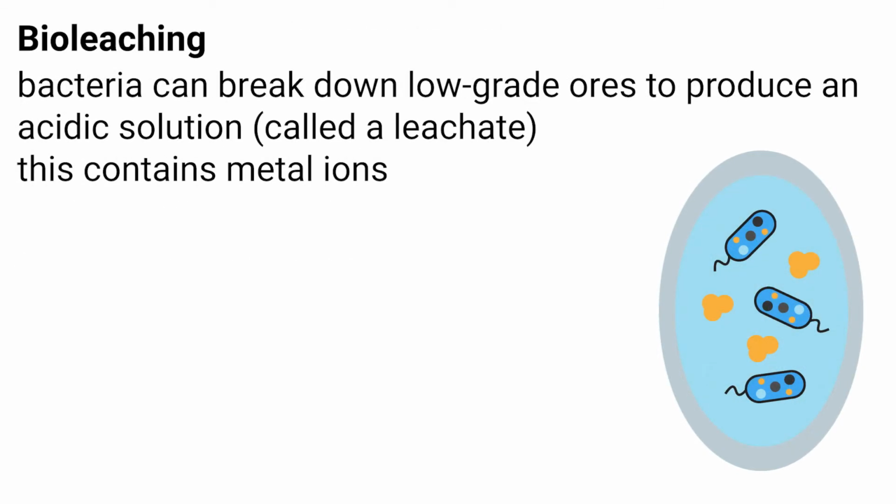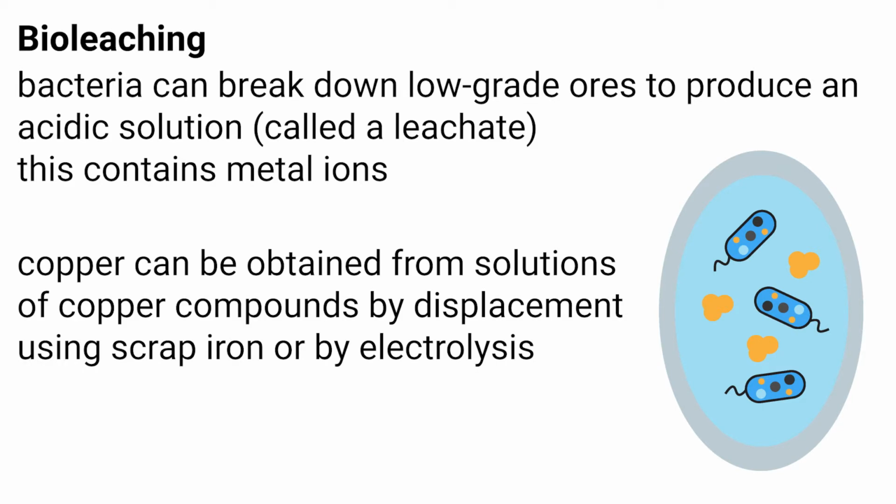Bioleaching is when bacteria break down low-grade ores to produce an acidic solution that we call a leachate. This contains metal ions. The metal compounds can then be processed to obtain the metal. For example, copper can be obtained from solutions of copper compounds by displacement using scrap iron or by using electrolysis. Bioleaching is generally used to extract copper. It doesn't need high temperatures, but it can produce toxic substances that may damage the environment.